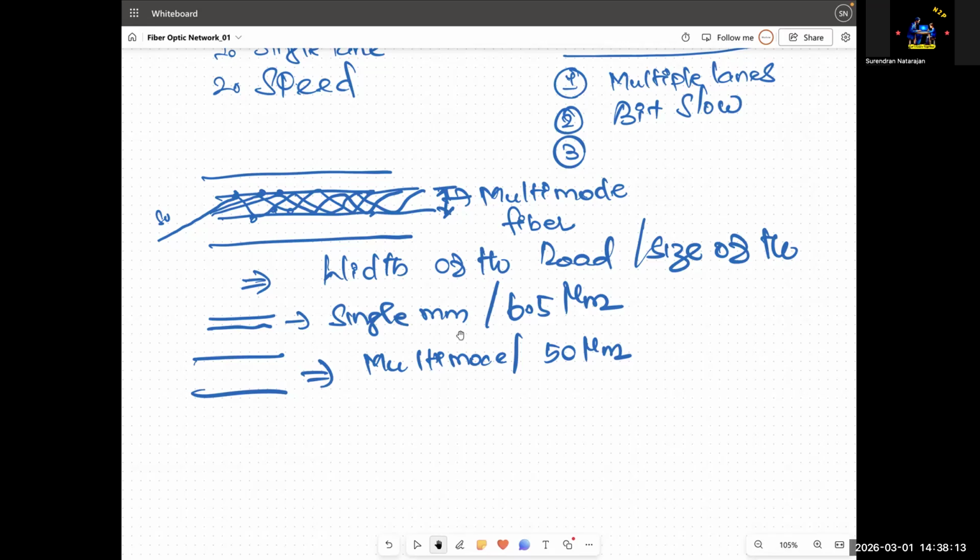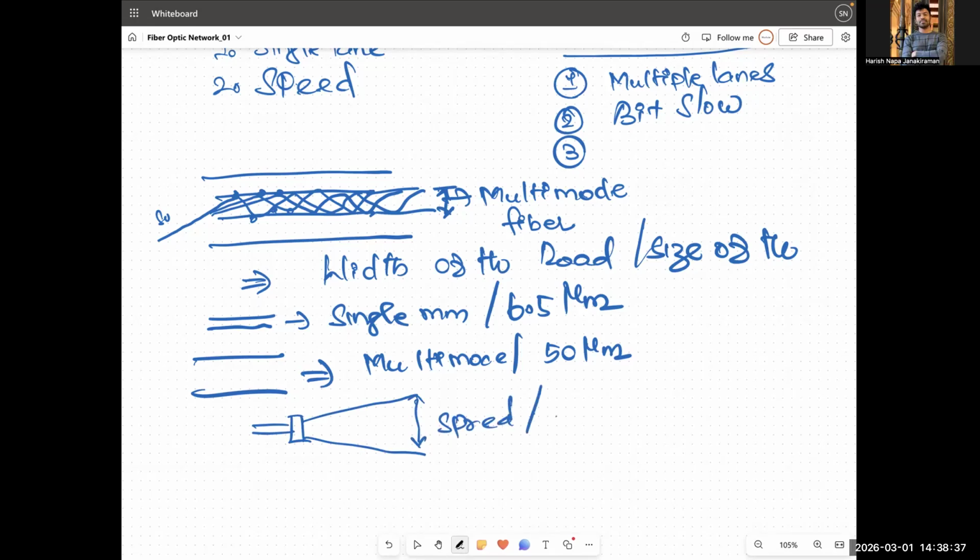Another disadvantage in the multi-mode fiber is these rays. So whenever there is light, if you look at the torch light, the light goes like this. Will you agree that it expands? Spreads or expands. In technical terms, we call it dispersion. So, the broadening of the pulse is called dispersion. Do you like this behavior?